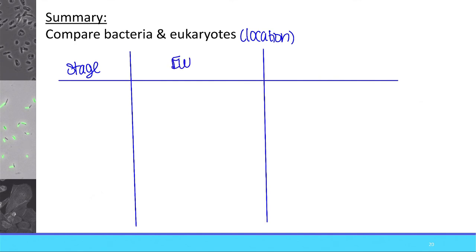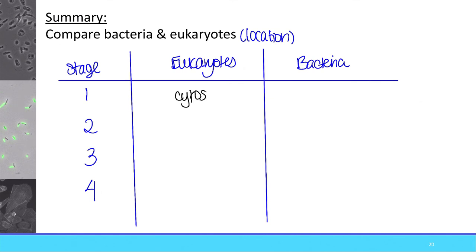And then we'll do eukaryotes versus bacteria. So go ahead and pause the video and see if you can fill this table out. All right, so stage 1, glycolysis. Regardless of whether you are a eukaryote or a bacterial cell, this is going to happen in the cytosol.